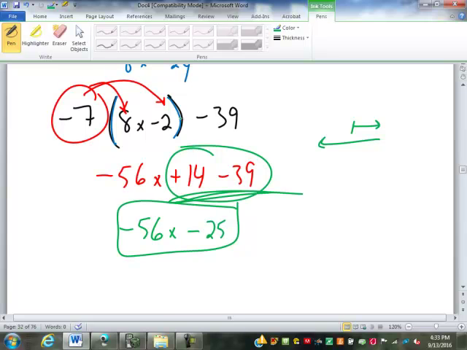When I multiply, they don't have to have the same name. And then once I get here now, I'm adding. That's why I can only add the 14 and the negative 39, because those are ones. They have no label. And I can't add the negative 56 with anything because it's got the x.